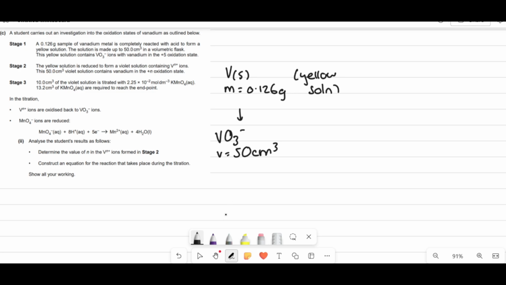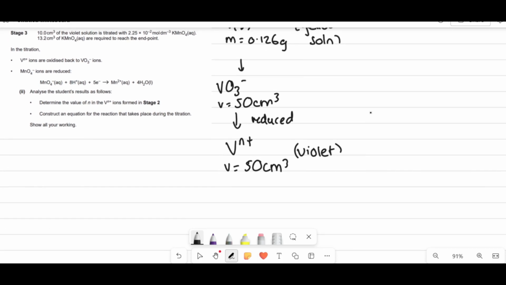Let's add this volume somewhere around the lines. Volume equals, what's that, 50 centimeters cubed. Who does it belong to? Well, it's violet solution, right? But that doesn't really tell me who's in it, who's reacting. So work backwards. What's it got? The yellow solution is then reduced to form this. So it's become here, the Vn plus. By what process? You can add it if you want, reduction as well. So it's been reduced to make this.